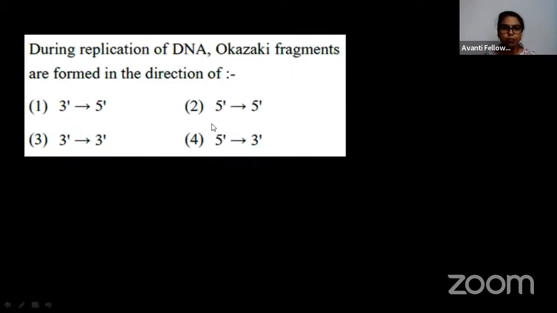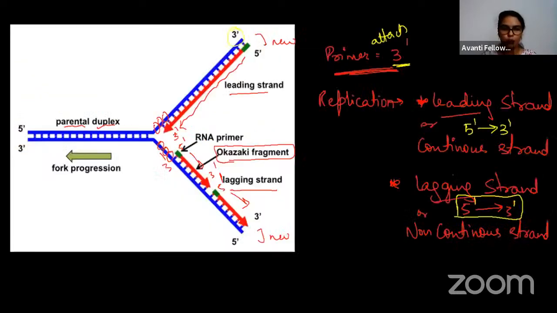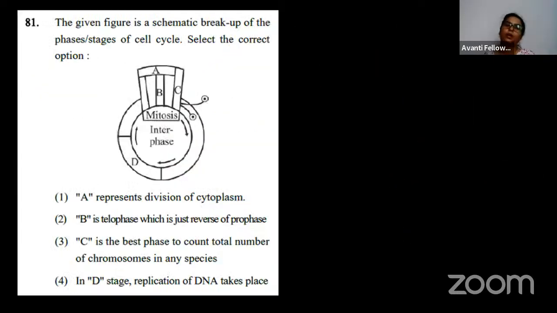Now let us see here. Okay. So during the replication of DNA, Okazaki fragments are formed in the direction of 5' to 3'. तो मतलब उसी डायरेक्शन में पॉलीमराइजेशन हो रहा है, तो उसी डायरेक्शन में हम लोगों को मिलेगा ना Okazaki fragment. So it is as simple. Okay, now next question.